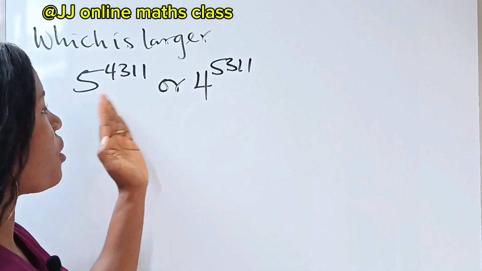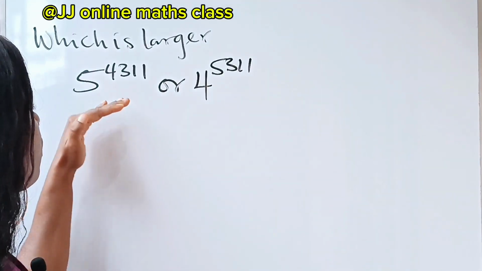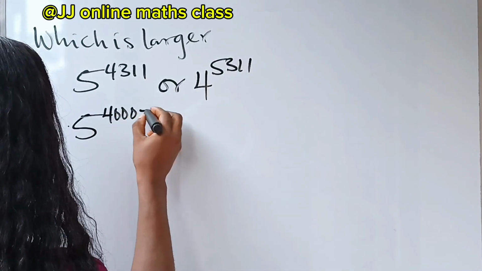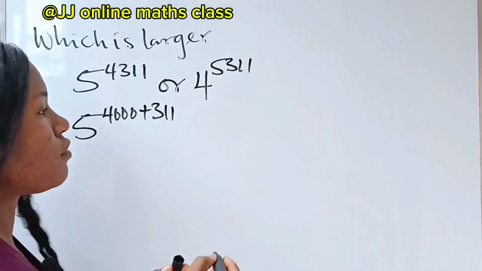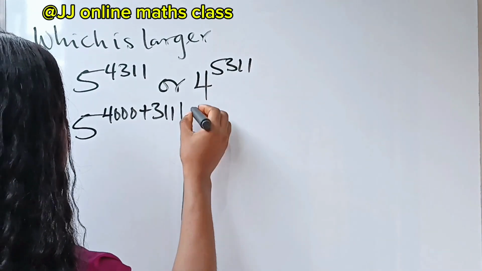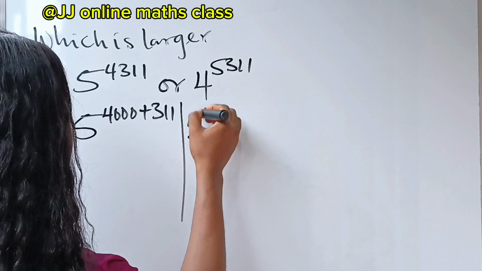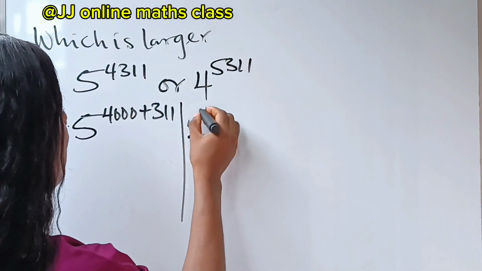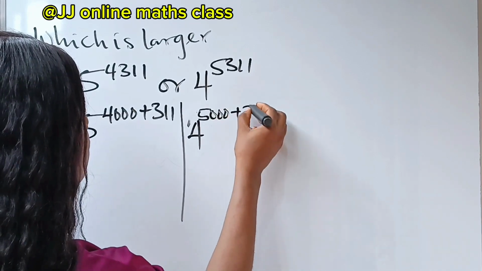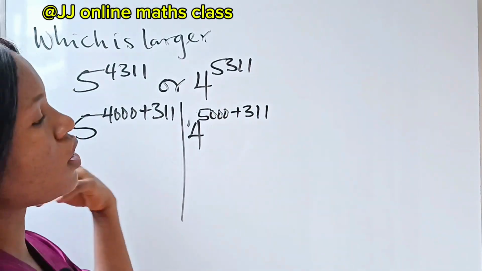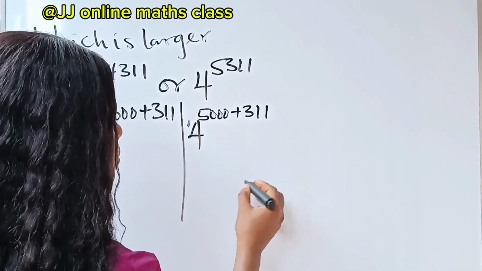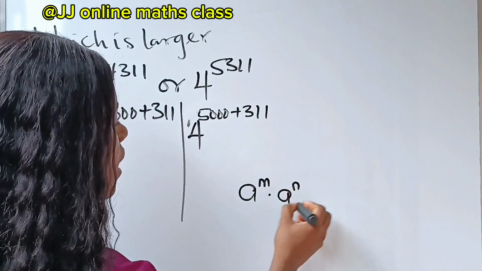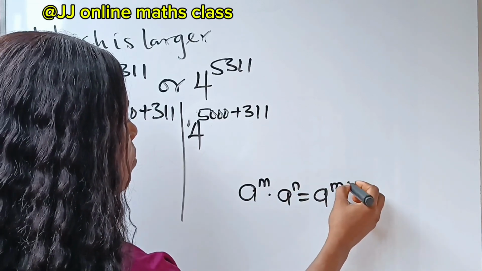Let's find out which of these numbers is larger. Okay, so this can be expressed as 5 to the power of 4,000 plus 311, while this can be expressed as 4 raised to the power of 5,000 plus 311. Now recall the law of indices that states that a to the power of m multiplied by a to the power of n is equal to a to the power of m plus n.